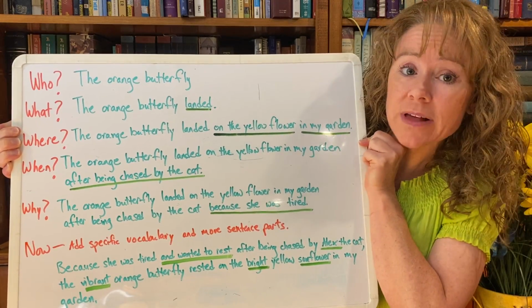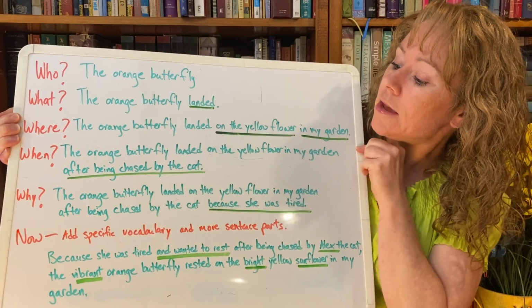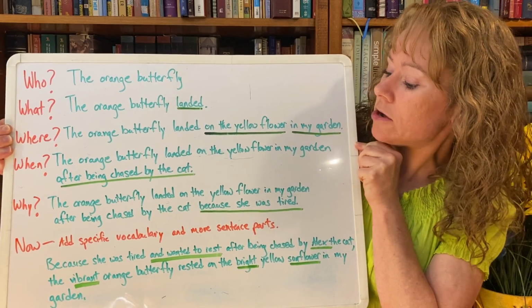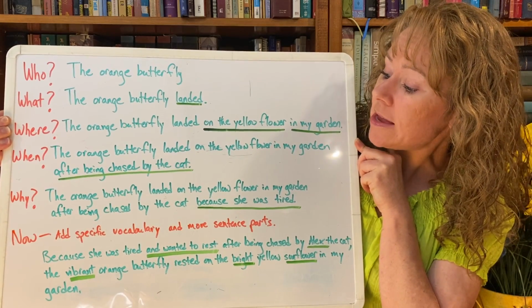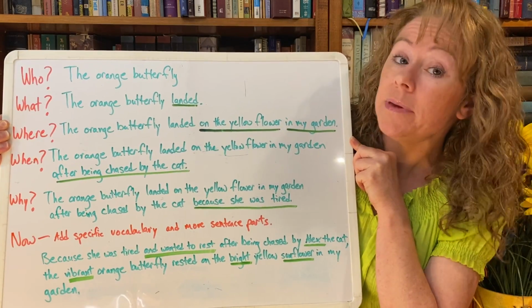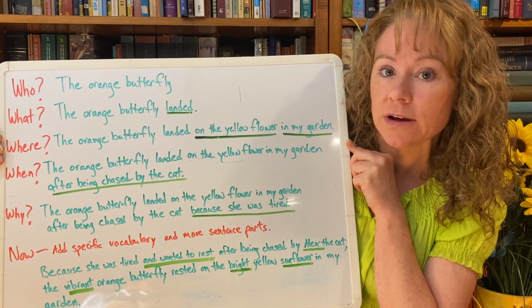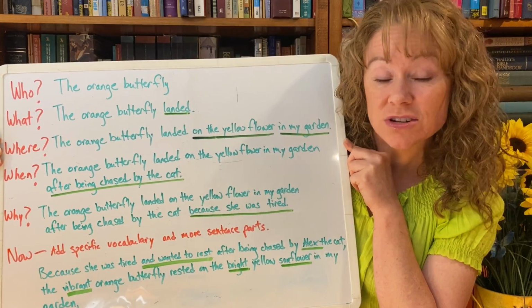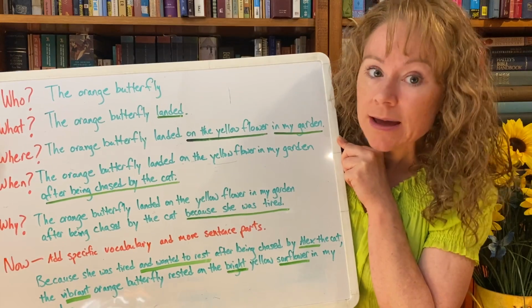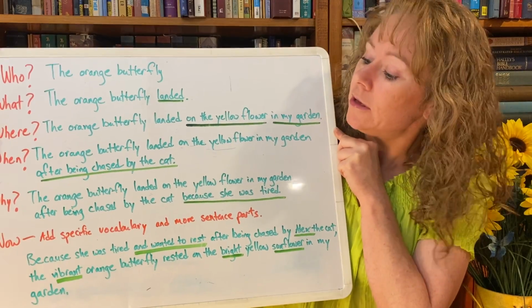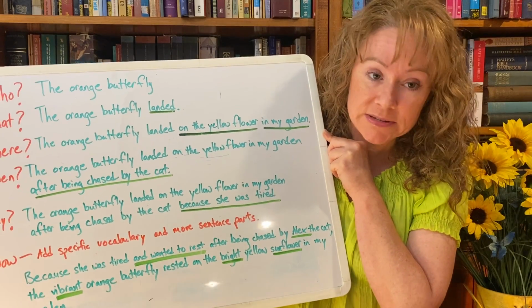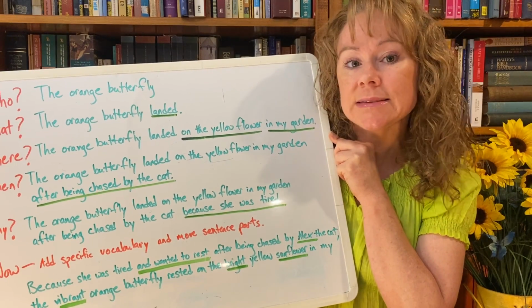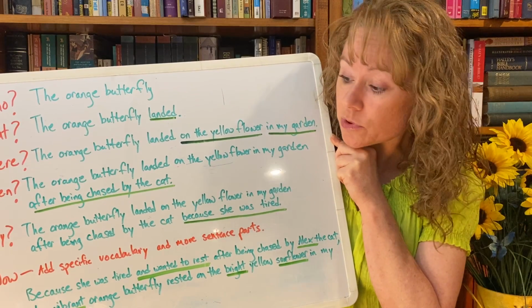Why? Why did the butterfly do this? The orange butterfly landed on the yellow flower in my garden after being chased by the cat because she was tired. The why is because she was tired. Why did she land? Because she was tired. All right, so now that we have added all of that information to our sentence, let's look at making the sentence as best as possible.